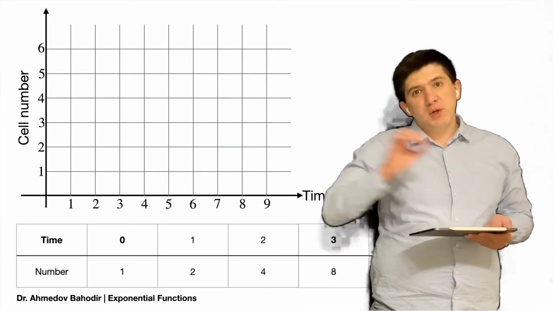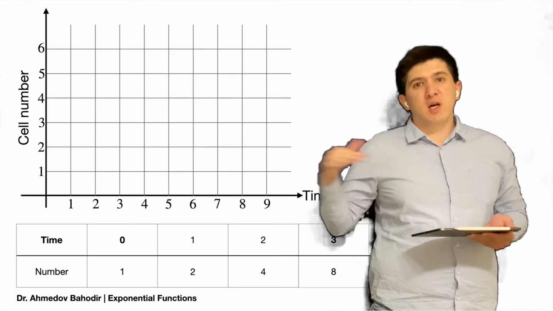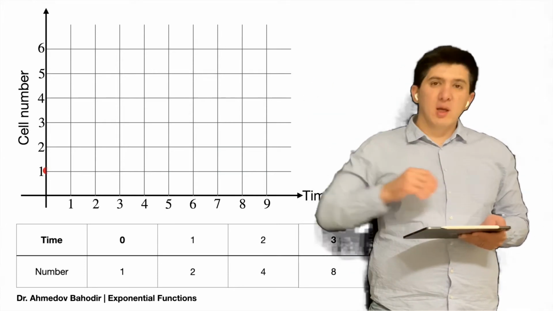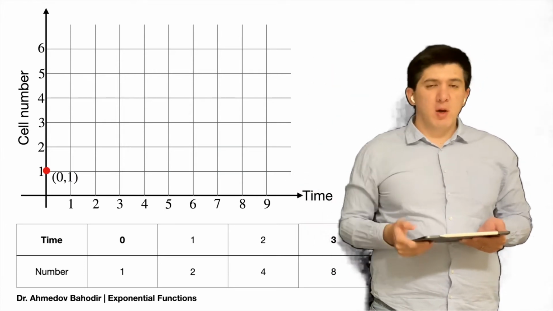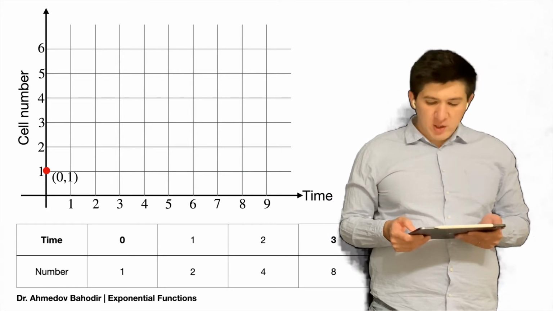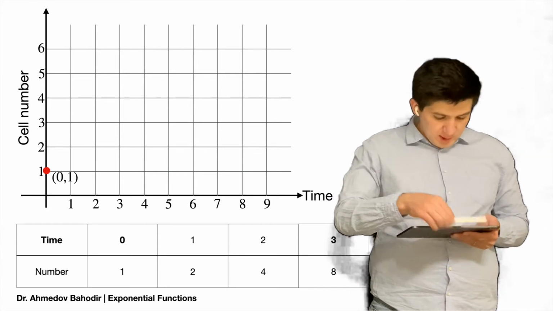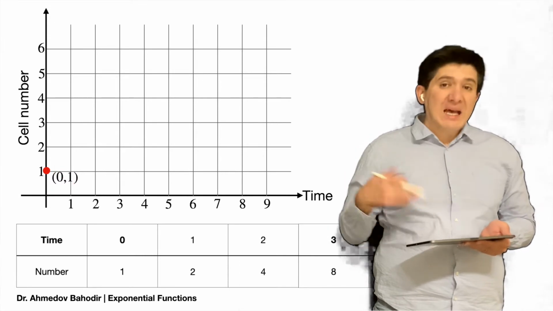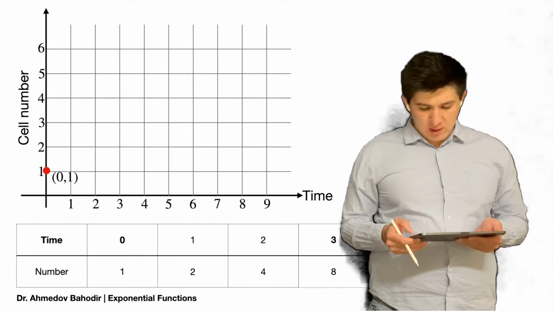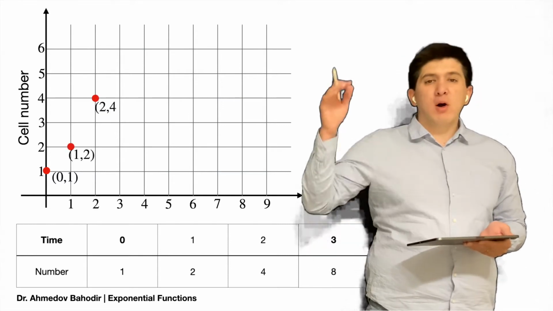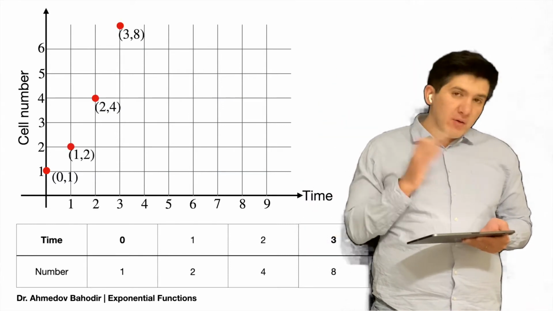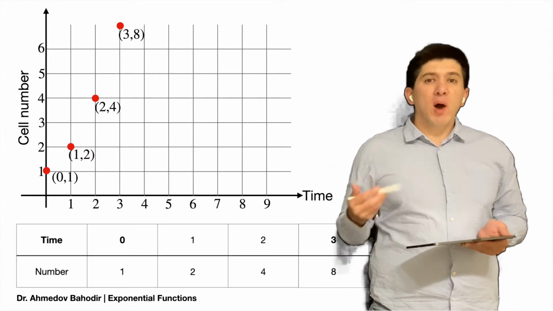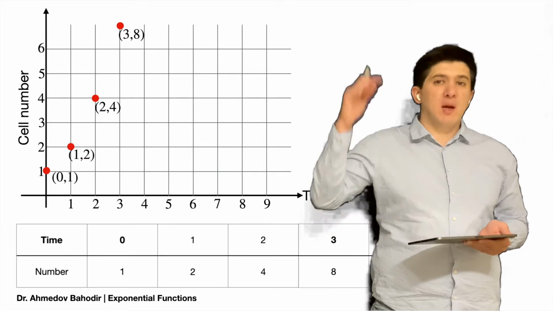And I would like to put all of these points, the time versus the number of the cells, into the graph to see what is the connection between these points. So I would like to put the first point, 0 and 1, where the 0 is going to mean the time and the 1 is going to mean the number of the cells at the time 0. So then I can just put all of these points there. For all of the points, the x coordinates are going to mean the time, and the y coordinates are going to mean the number of the cells.